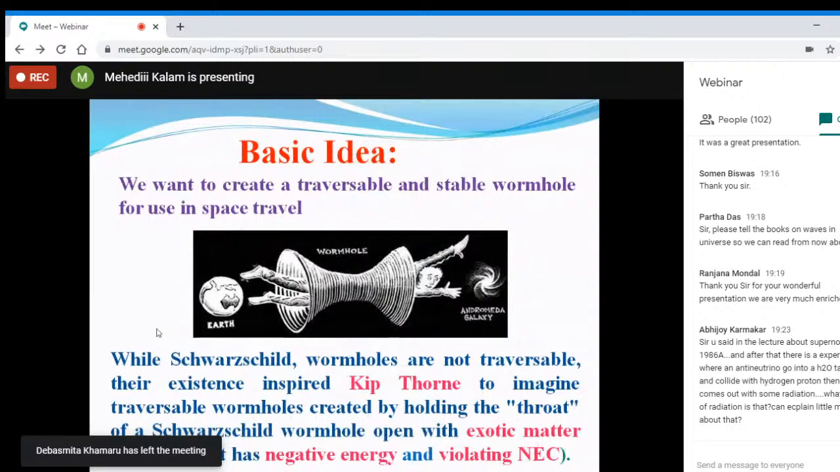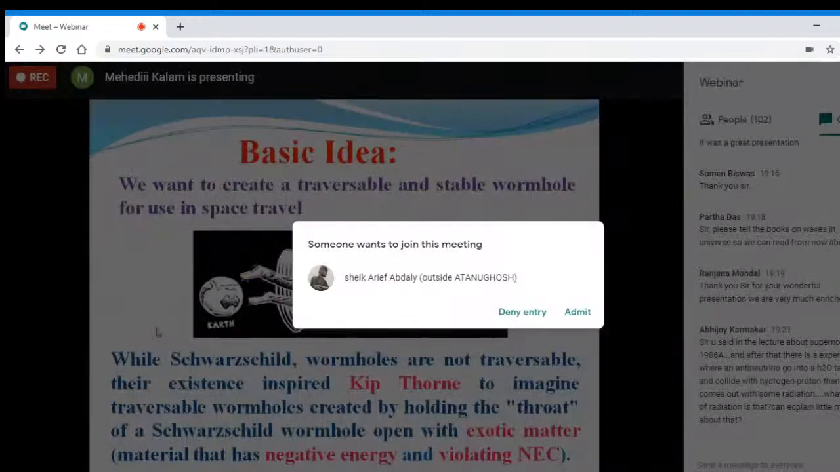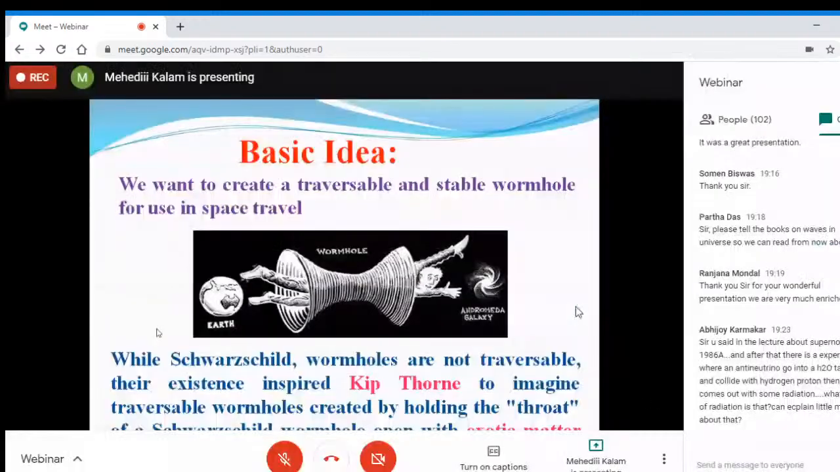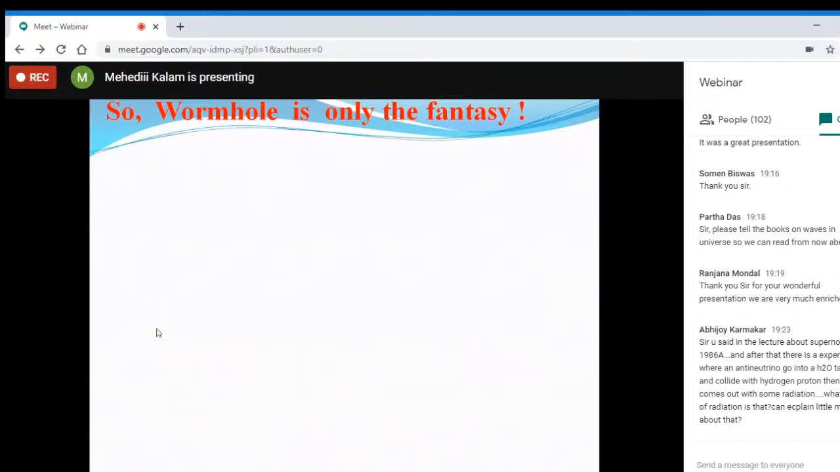Now the question is, we know that this exotic matter has negative energy. Mind that this negative energy should not be confused with binding energy. It is the mass energy. So exotic matter having negative energy is quite fictitious, right? So the wormhole is only a fantasy.